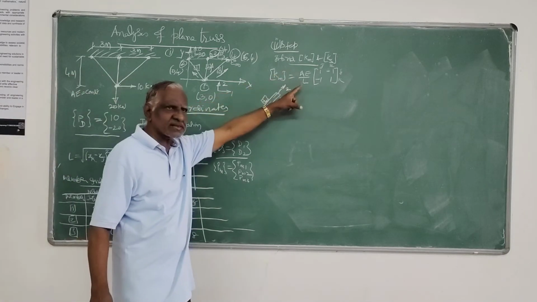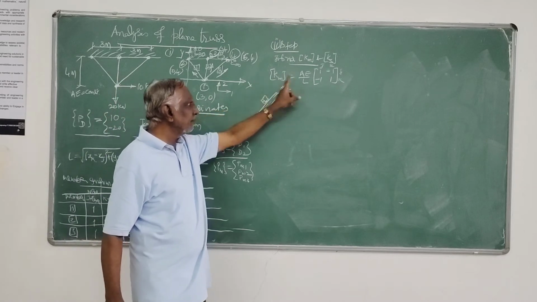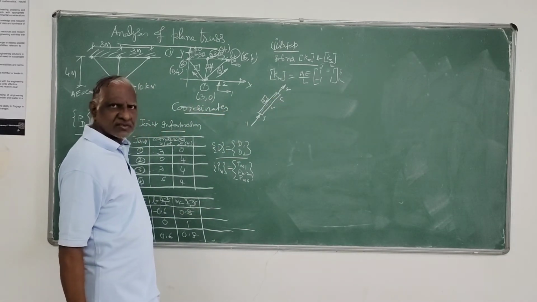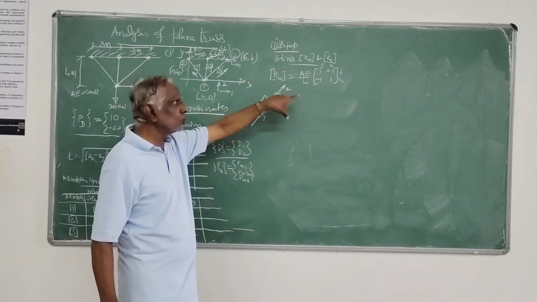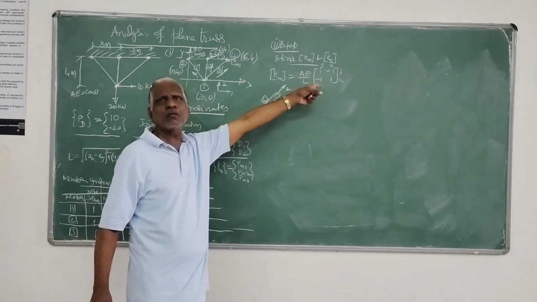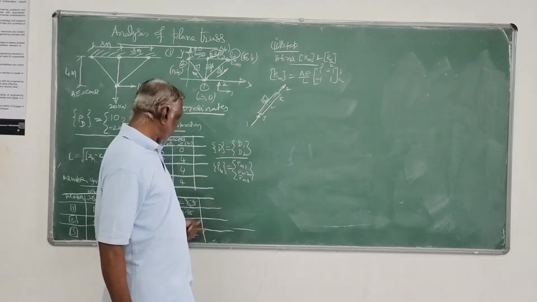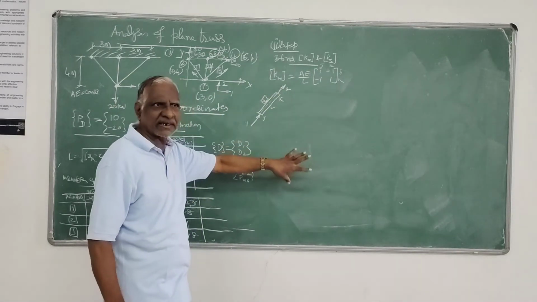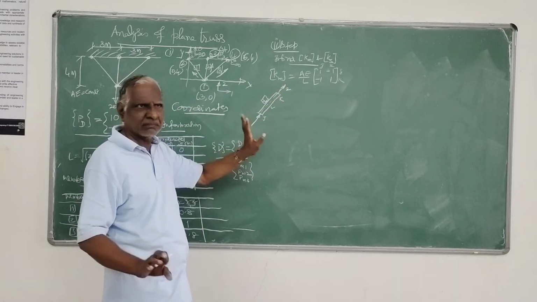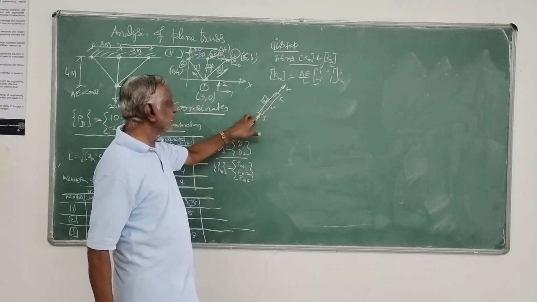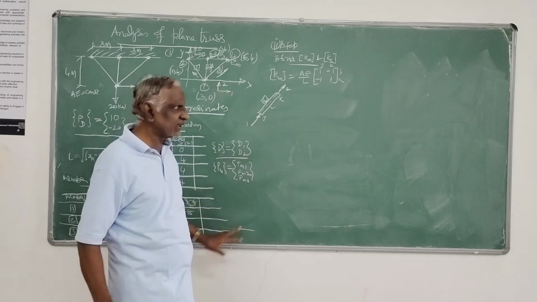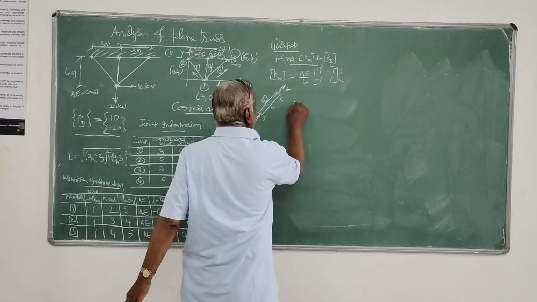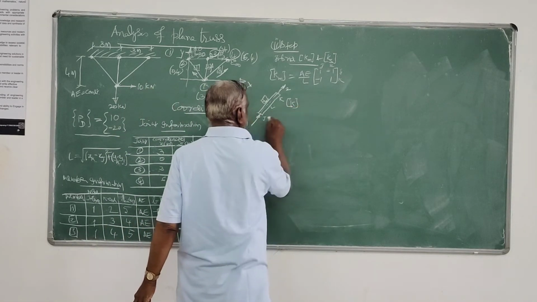Member stiffness matrix, Km1 is AE by 5, length is 5, AE by 5, 1, minus 1, minus 1, 1. And Km2 is AE by 4, 1, minus 1, minus 1, 1. For member 3, AE by 5 again, 1, minus 1, minus 1, 1. I have given the general expression with respect to these coordinates, so you need not do any calculation. Only you have to do this Ks.